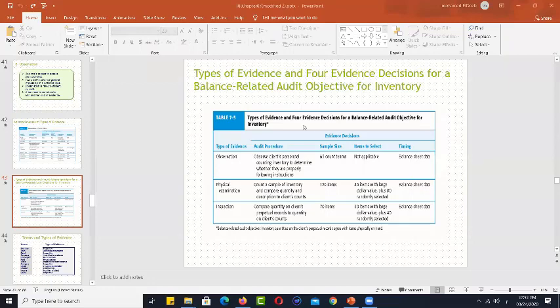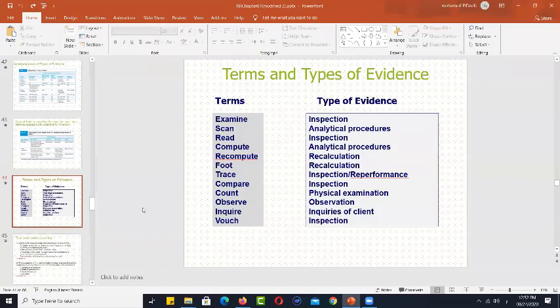طبعا هنا he is linking the type of evidence with the four evidence decisions اللي احنا we covered at the beginning of the chapter، اللي هو to decide the audit procedure, the sample size, how to select, and then the timing of applying the audit procedures. Okay?